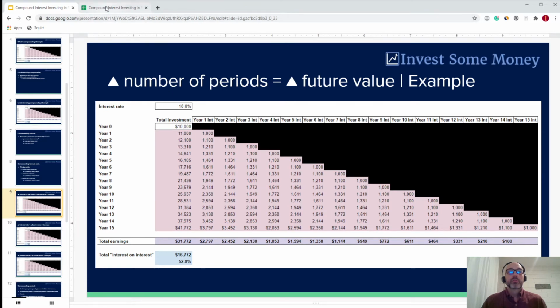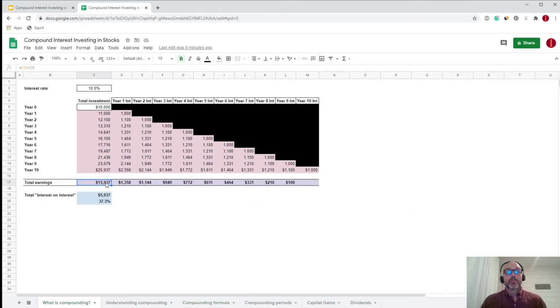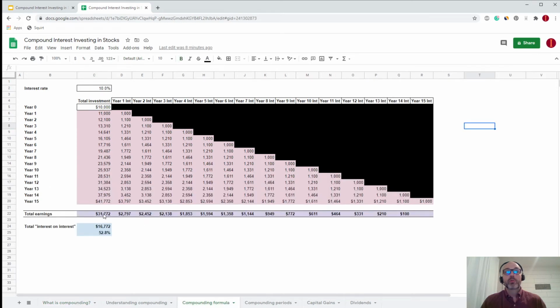Here we've got an example of an increase in the number of periods. Okay, let's go over to the spreadsheet. So here we go. We went out 15 years. This illustrates we're doing the same thing here, pulling that $1,000 earned on the initial investment out each year to see what it earns. Well, it's going to be earning money for longer, more periods. So what happens? If we compare this back to our initial example, total earnings were 15,937. Now they're 31,772. That's what 5 extra years got us.